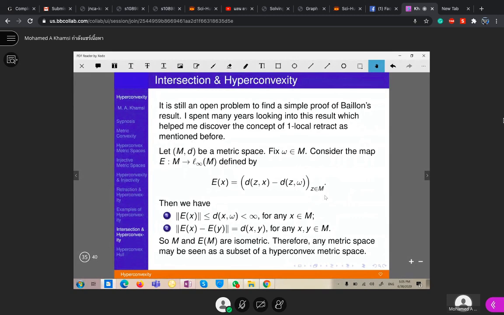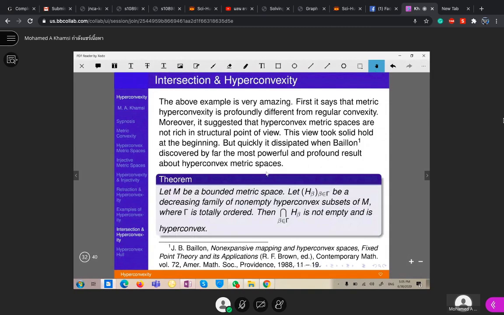So let me stop here, because what comes next is interesting: it's known as the work of Isbell on the injective envelope, or the hyperconvex envelope, of a set. I'll talk about it another time. There is still a lot more to say. We're almost at the end, but we still have a lot to say. Don't worry about it, we'll do that next time. Any questions?